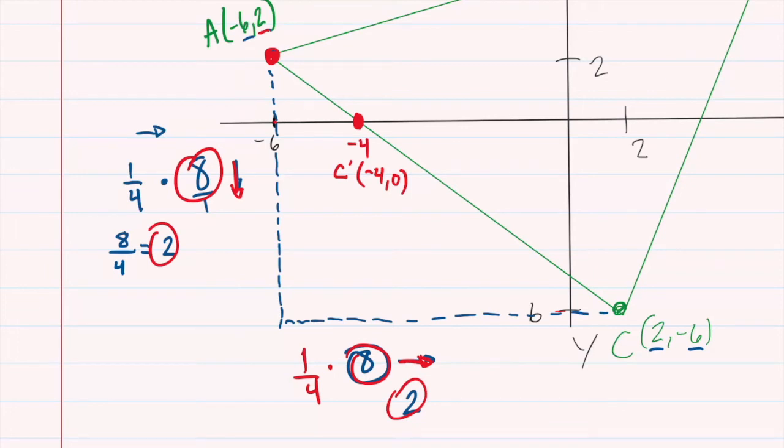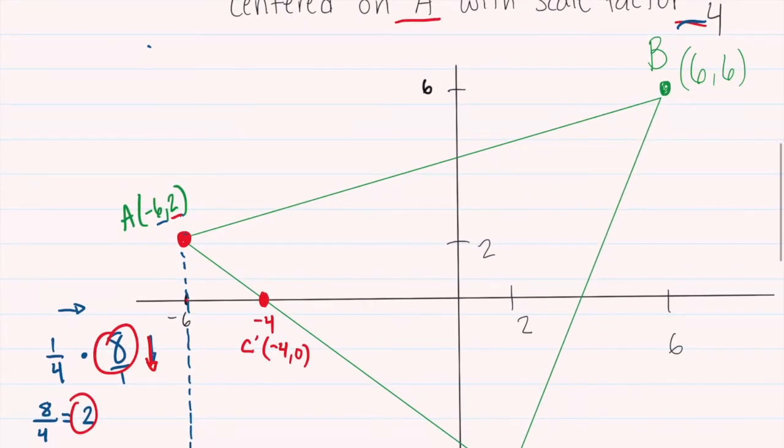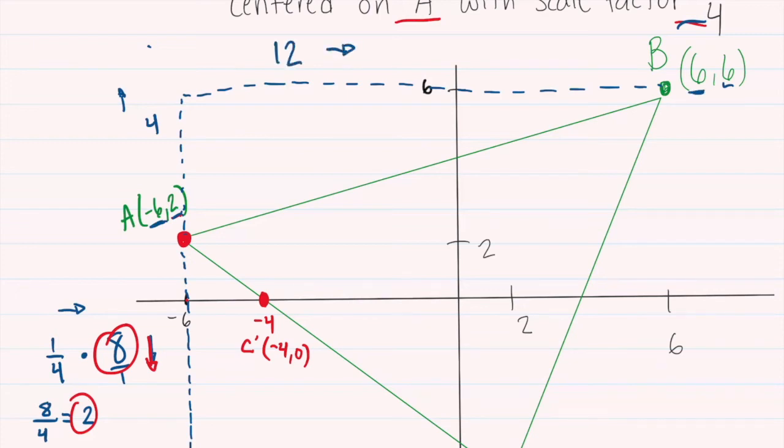Now let's figure out letter B. For letter B, let's figure out the distance. How many do I need to go up to reach B? Well, if I'm at 2, I want to go to 6. Isn't it 4 up? And how many to the right to get to that point B? Well, if I'm at -6, and I want to get to +6, isn't that 12 to the right? You guessed it.